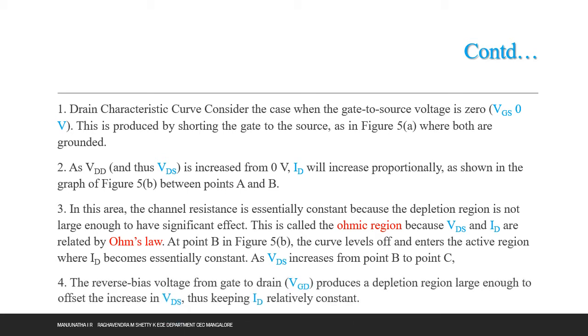Next, the reverse bias voltage from gate to drain produces a depletion region large enough to offset the increase in VDS, thus keeping ID relatively constant. In a reverse biased condition, the depletion region is large enough to offset the increase in VDS, so the width of the depletion region becomes saturated from point B to C and it enters the active region.